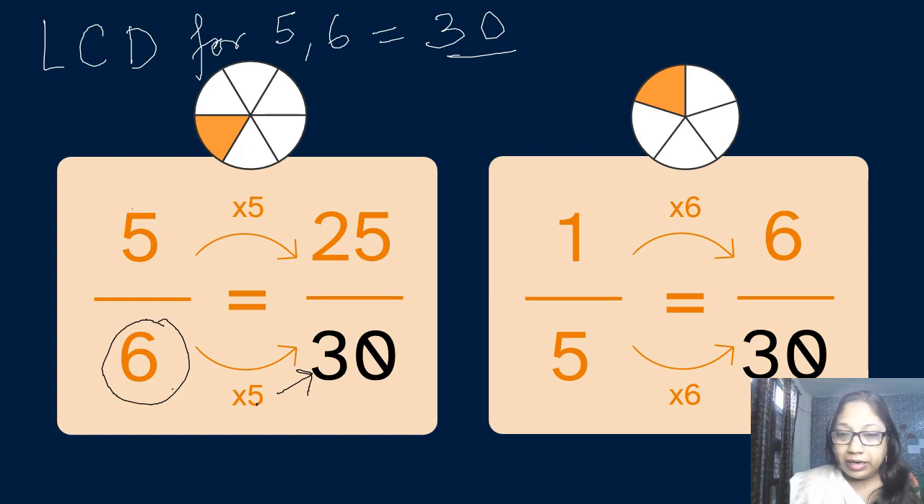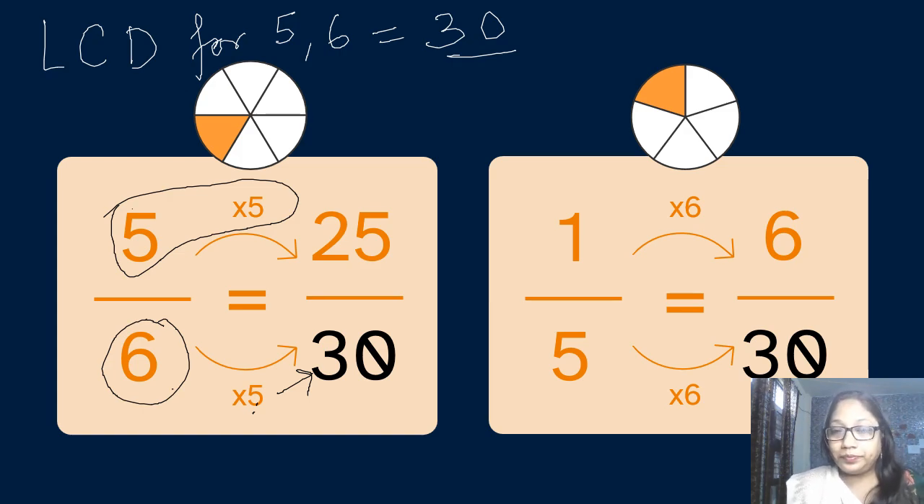6 is getting multiplied by 5. Same changes हम numerator के साथ करेंगे. 5 will get multiplied by 5. 5 times 5 is 25. Why we are doing the same? To make the fraction balance, equivalent fractions, right?